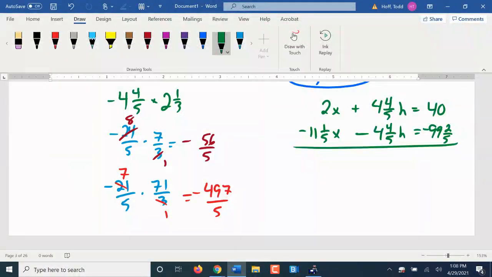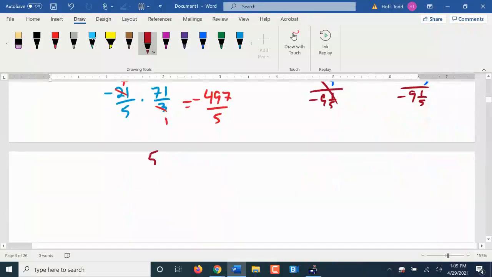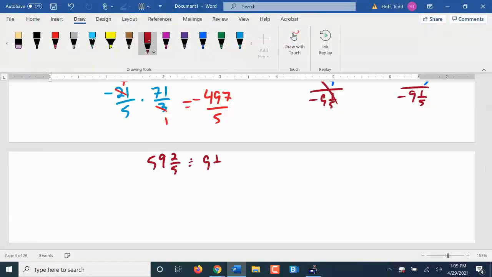So we add these equations. 2 and a negative 11 1/5 makes a negative 9 1/5 x. The positive 4 4/5 y and the negative 4 4/5 y cancel out. Positive 40 and a negative 99 2/5 is a negative 59 2/5. So I need to divide by a negative 9 1/5 here. The negatives are going to cancel out, so this is just 59 2/5 divided by 9 1/5.